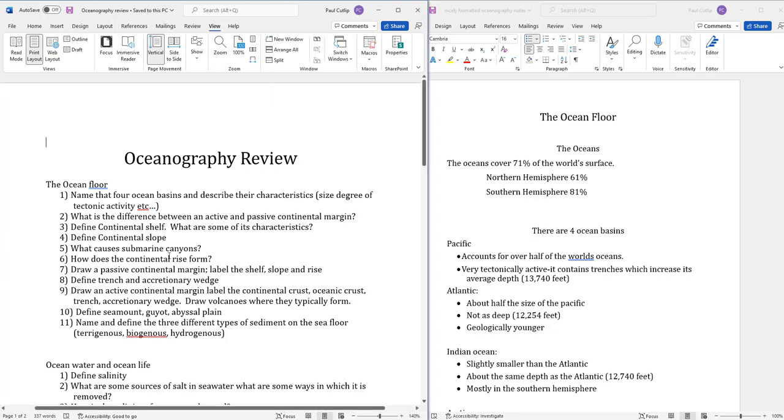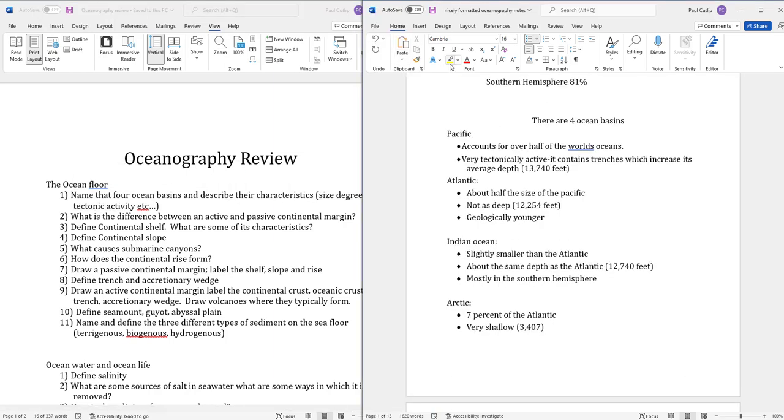we begin with a question about the four ocean basins, describing their characteristics, size, degree of tectonic activity, etc. There's the question right there. And of course, here's the answer right over here. Let me get my highlighter going. And so here we go, right?